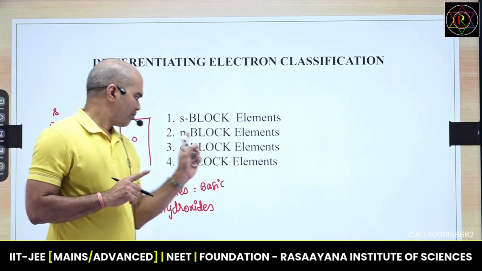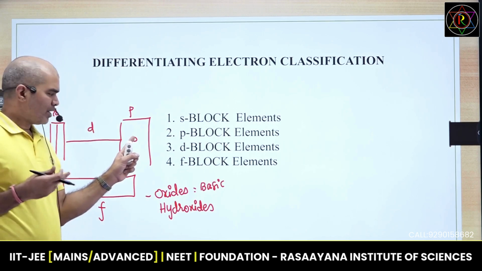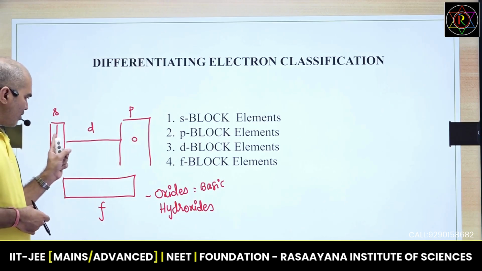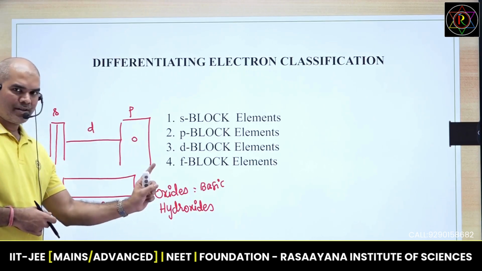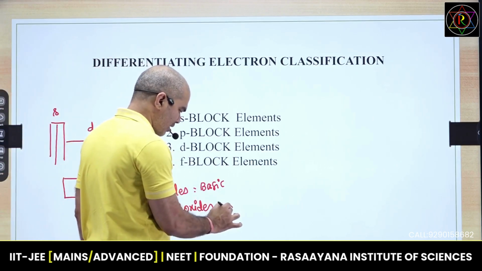If I consider P block elements, if they form oxides, they will be mostly acidic in nature because the electronegativity difference will be small. But when I consider an oxide forming from S block, then they are basic in nature. Okay. They also form hydroxides. Hydroxides are alkaline in nature.